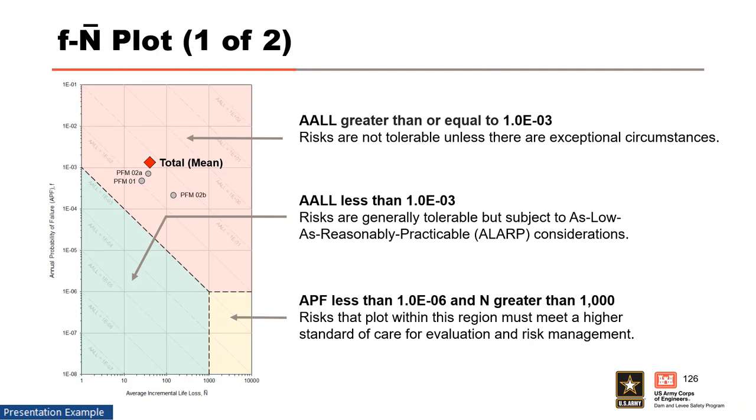Risks that plot in the bottom right-hand portion of the plot, with an annual probability of failure less than 10 to the minus 6, and life loss greater than 1,000, are referred to as low probability, high consequence events. Estimated risks that plot within this region deserve special scrutiny during the decision-making process because of the magnitude of the expected consequences. More on this later.